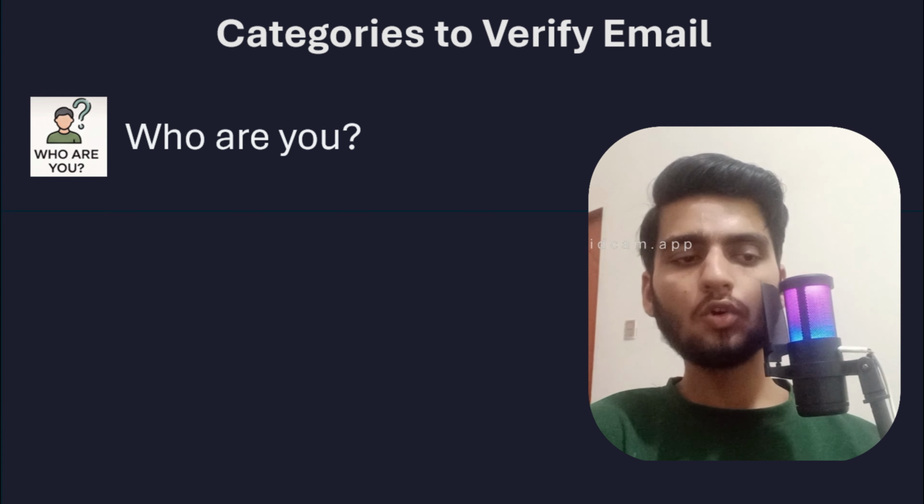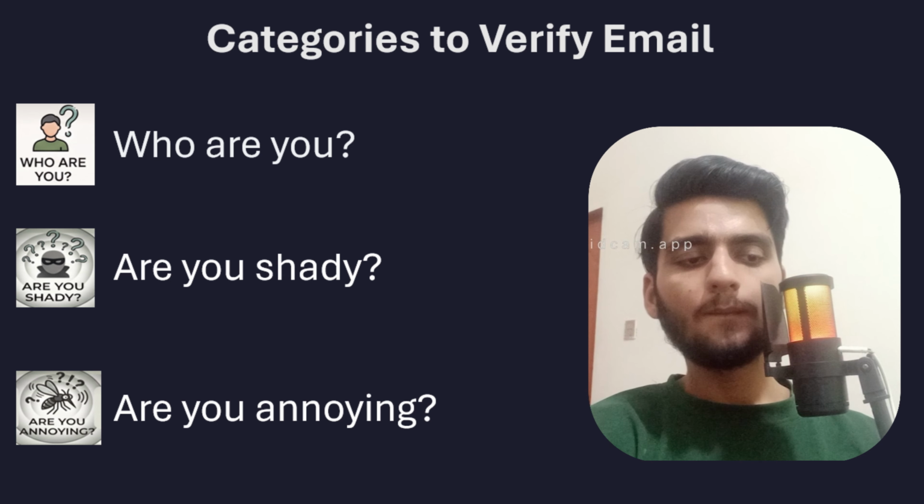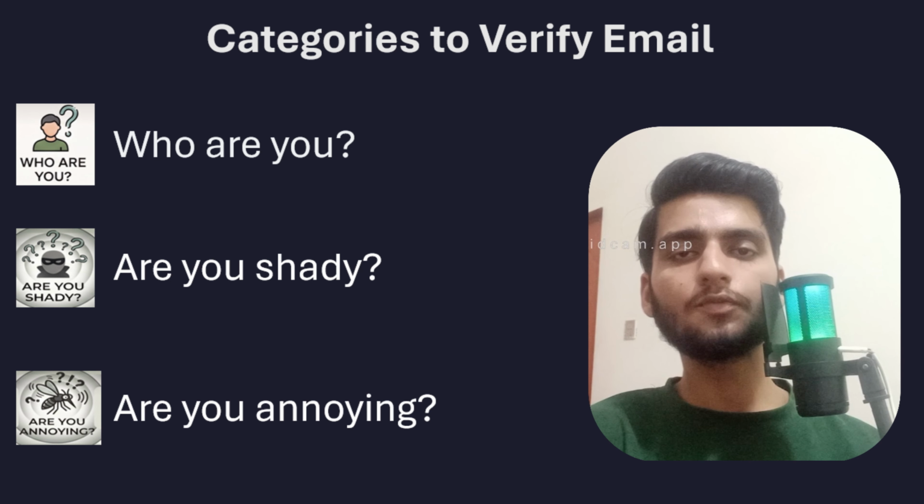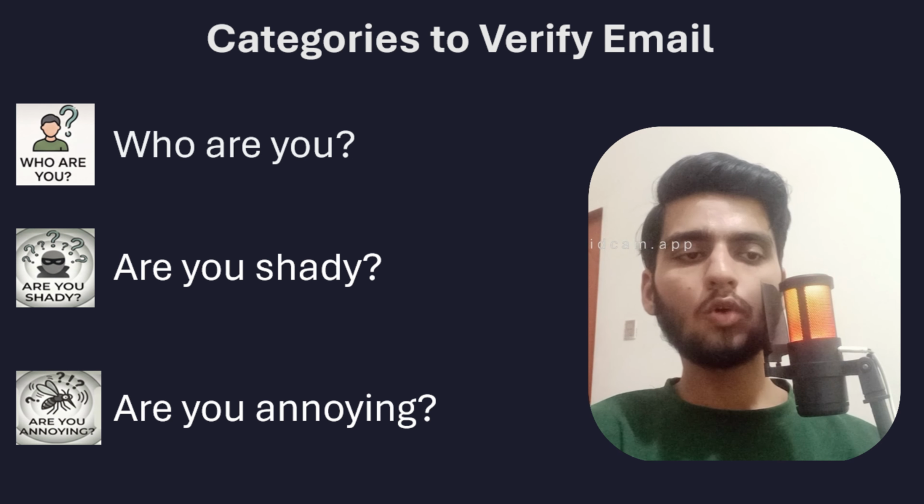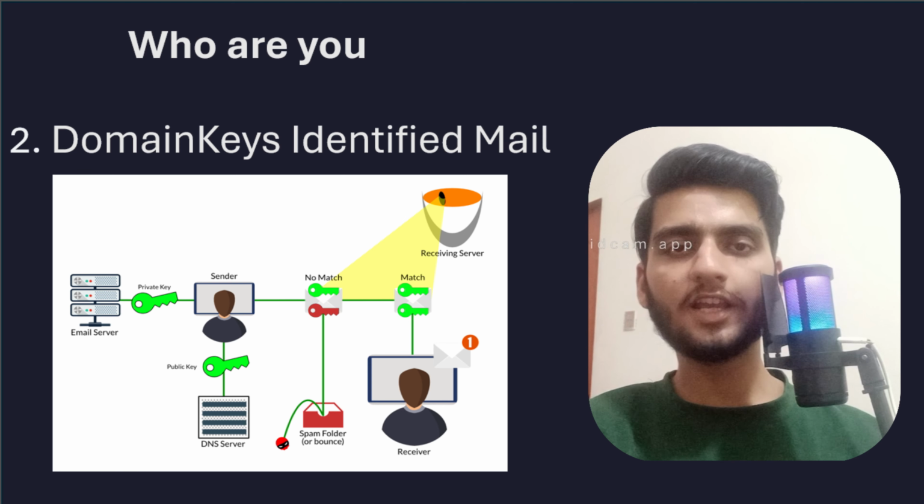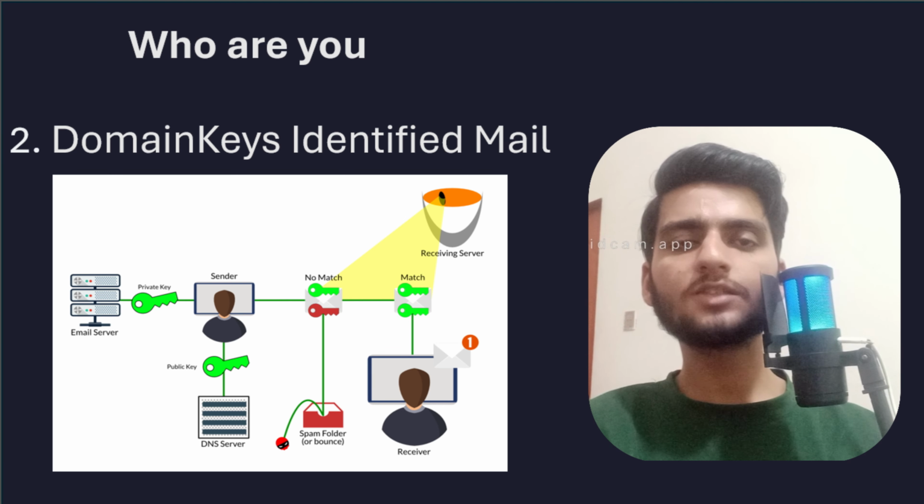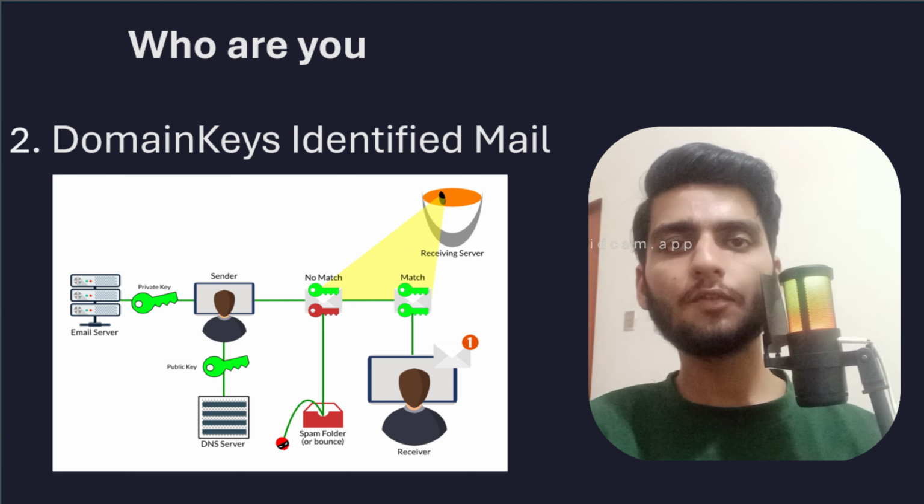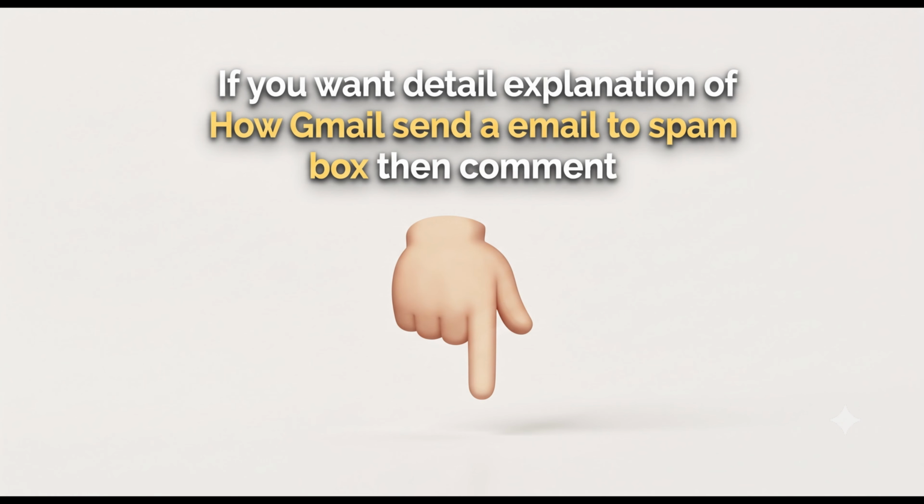But if you want a detailed checklist of how Gmail servers or Yahoo servers verify our email against a specific checklist, because it has a more detailed explanation of how they verify the email, because it has three categories. Who are you? Are you shady? And are you annoying? Email servers focus on this checklist. In who are you, there are three things: first is Sender Policy Framework, second is DKIM, which means DomainKeys Identified Mail, and third is DMARC.